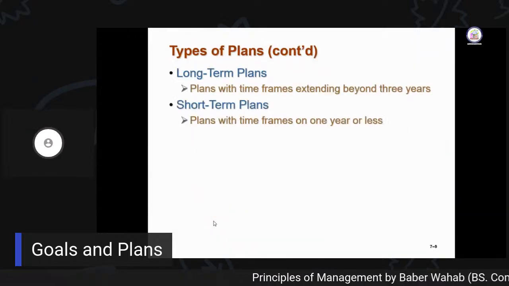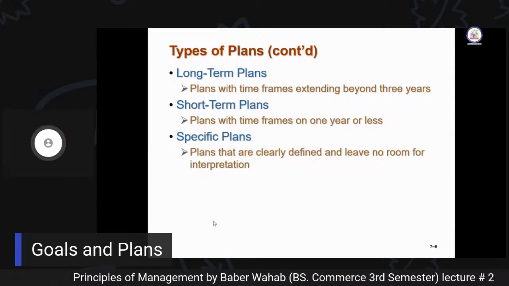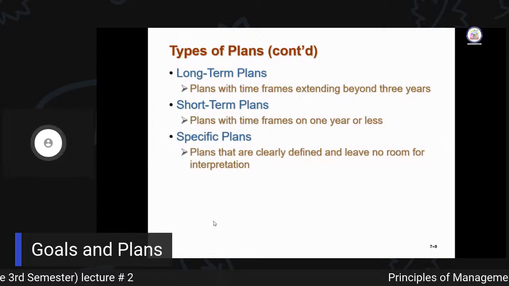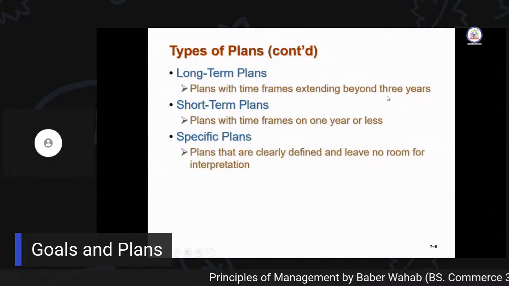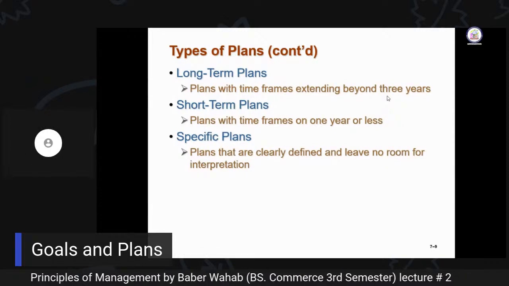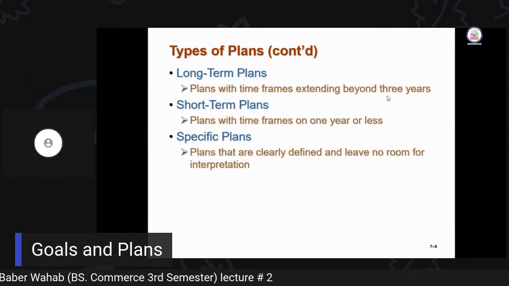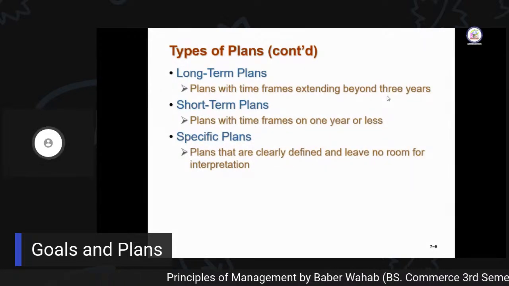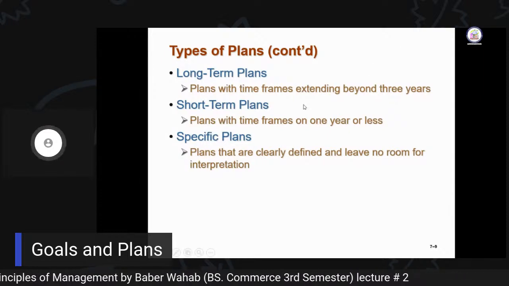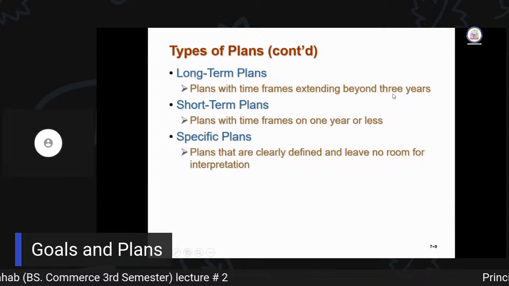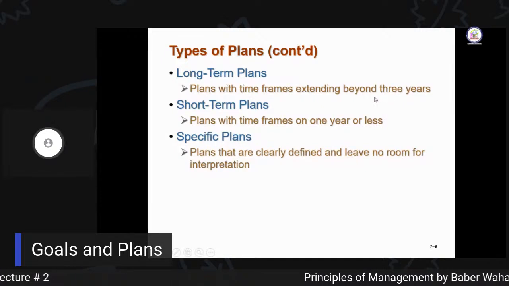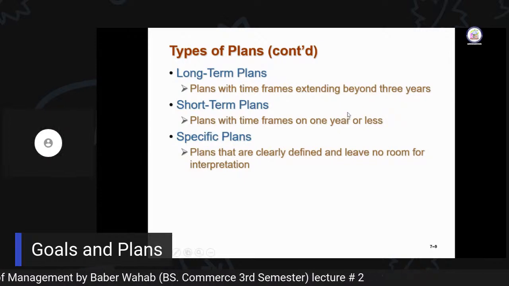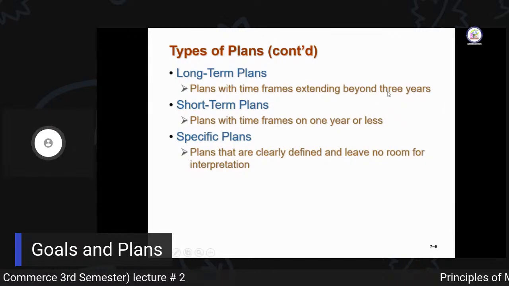Here's another way of looking at plans. There are long-term plans such as strategic plans, which I just mentioned. According to our author, anything beyond 3 years is long-term. Short-term plans, 1 year or less. Now, I mentioned that there is a third level called tactical plans, which comes between strategic and operational plans. You might wonder, if you look at these time durations here, anything greater than 3 years is long term. Anything 1 year or less is short term. Then what about something which is longer than 1 year, but less than 3 years?